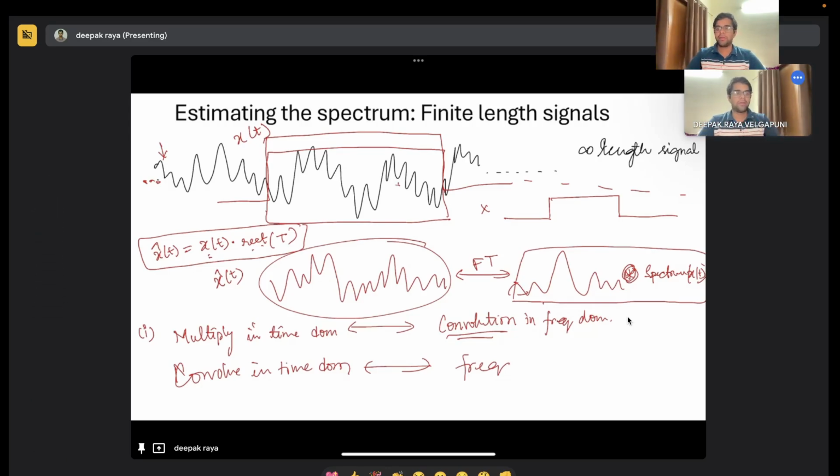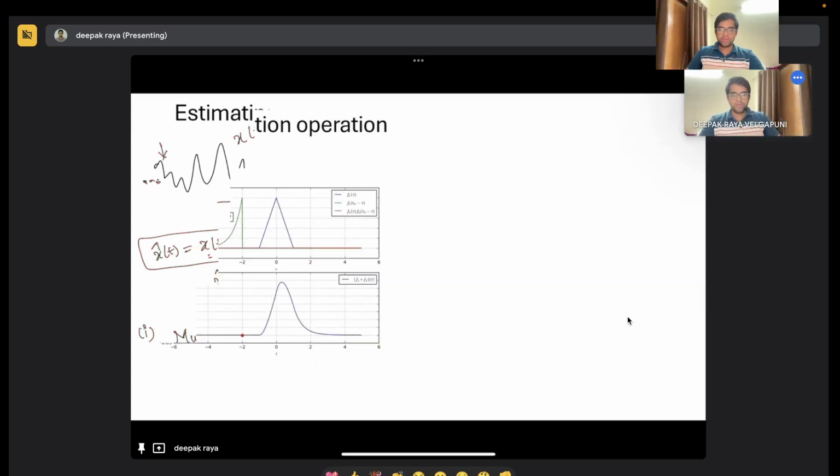Okay. So what is the spectrum function of x of t? Like, what do you mean by spectrum function? Oh, it's just the Fourier transform of this signal x of t. So basically it will be x of j omega or x of f. Okay, fine.